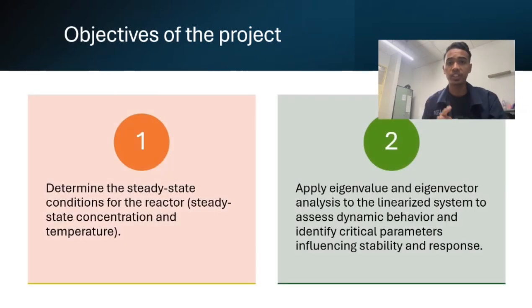The first one is determining the steady state condition for the reactor, and the second one is applying eigenvalue and eigenvector analysis to the linear system to assess dynamic behavior and identify critical parameters influencing stability and response.